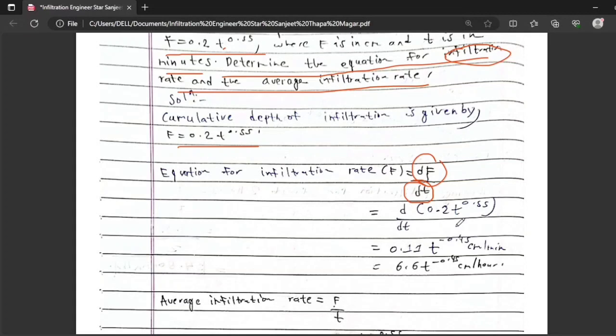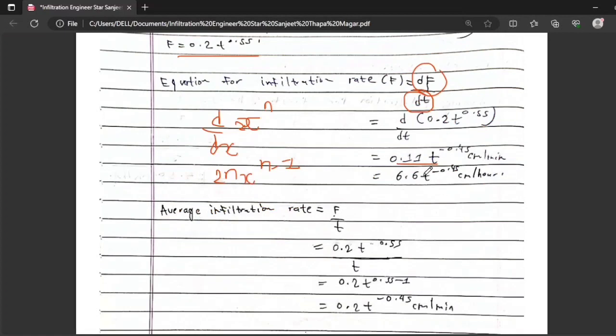So dF by dt of F is 0.2 t power 0.55, and 0.2 into 0.55 will be this, because we know that the derivative of x power n is n x power n minus 1. If there is 2, then 2 into x power n minus 1. So it is 0.2 multiplied by 0.55, and t power n minus 1 is 0.55 minus 1, that is minus 0.45, in centimeter per hour.